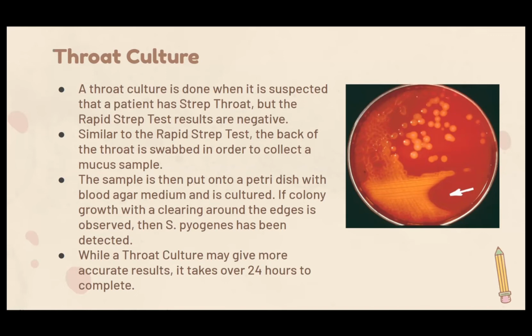And the reason why this clearing occurs is because Streptococcus pyogenes is a beta hemolytic bacterium. And beta hemolytic bacterium completely break down or lyse red blood cells. And so as the red blood cells are completely lysed, this clearing forms around the edges of the colony. And it is because of this that this culture can be used in order to diagnose Streptococcus pyogenes outside of clinical settings. So this can be done in lab settings in order to identify Streptococcus pyogenes and other beta hemolytic bacterium in samples that are being tested on.